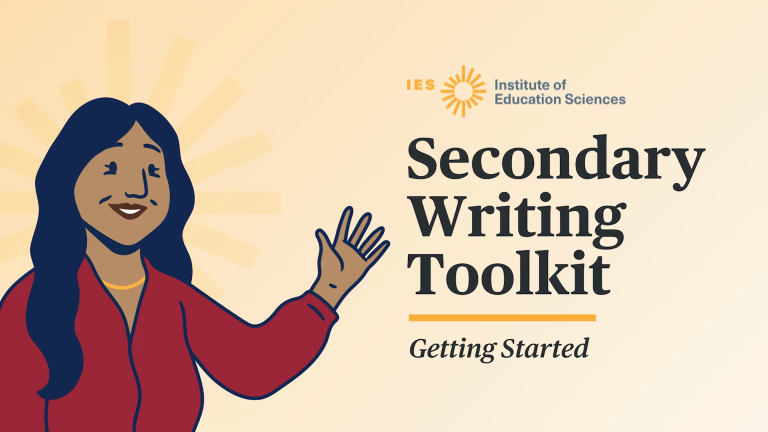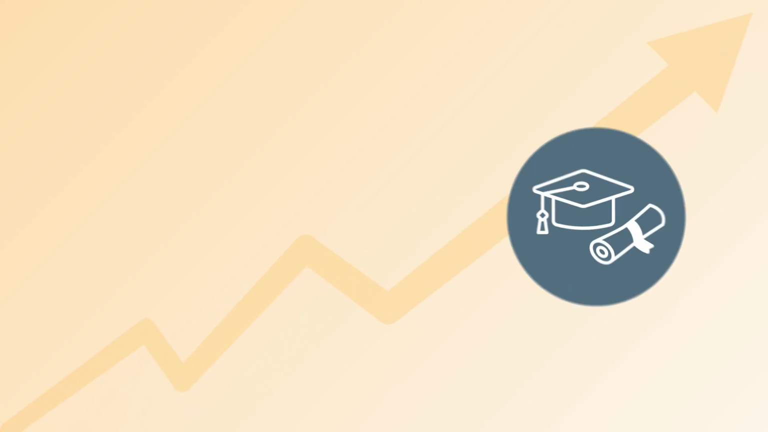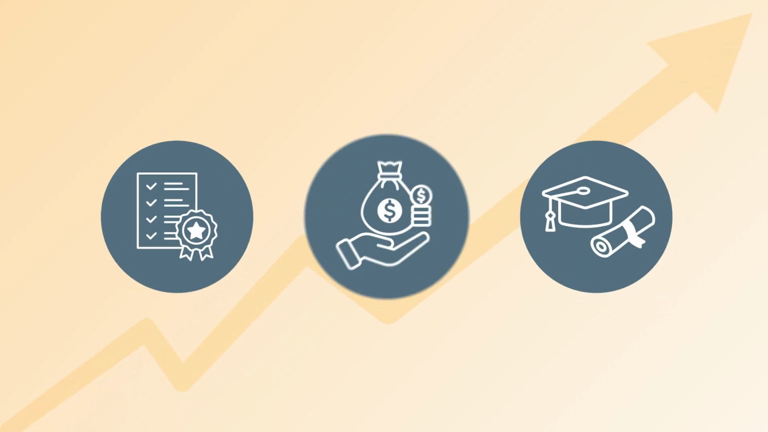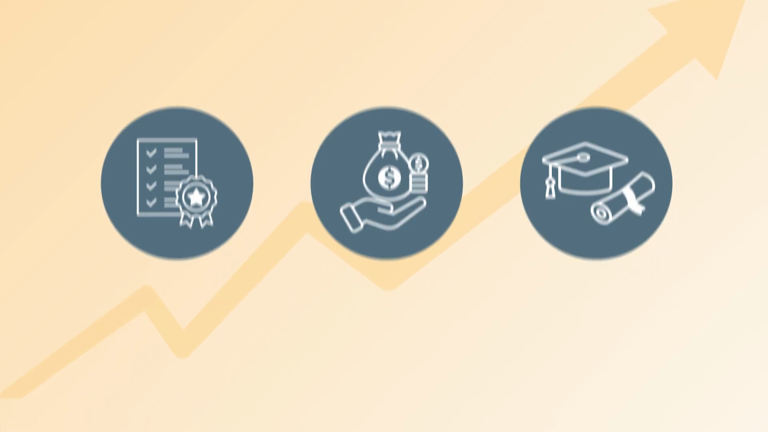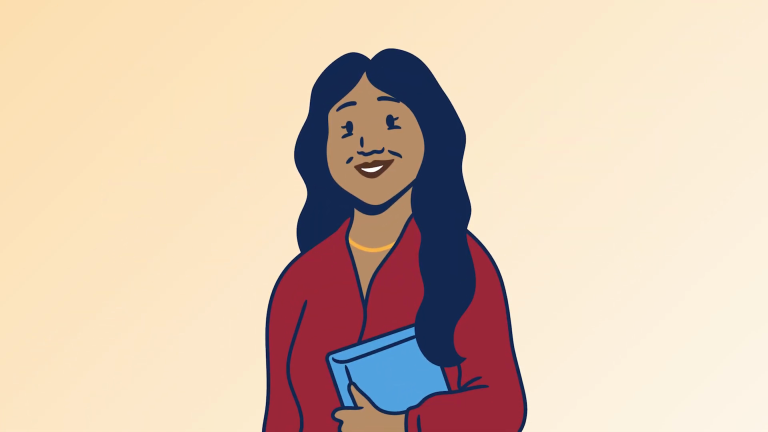Here's what to expect. First, why did we make this toolkit? Writing skills play an important role in students' K-12 success, ultimately influencing high school graduation and post-secondary outcomes. Being able to read and write doesn't just help people get better jobs. It helps them improve their lives and fully take part in their communities and democracy.